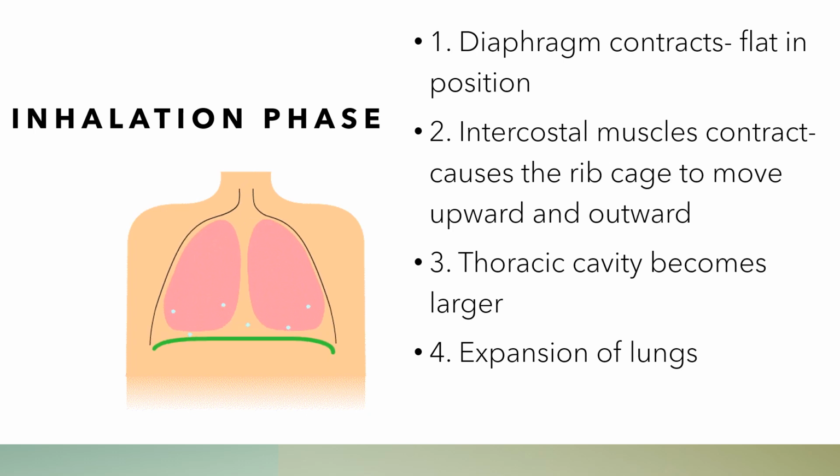So, what happens during the inhalation phase? The diaphragm contracts into a flat position. The intercostal muscles and rib cage move upward and outward. The thoracic cavity becomes larger because of the expansion of your lungs.